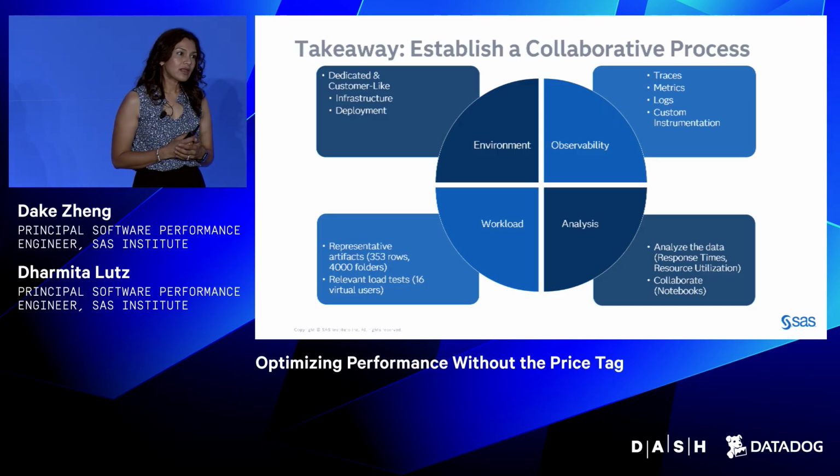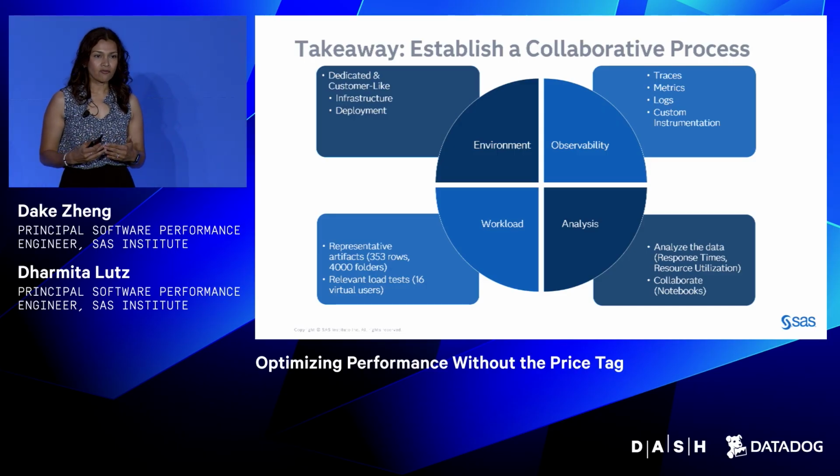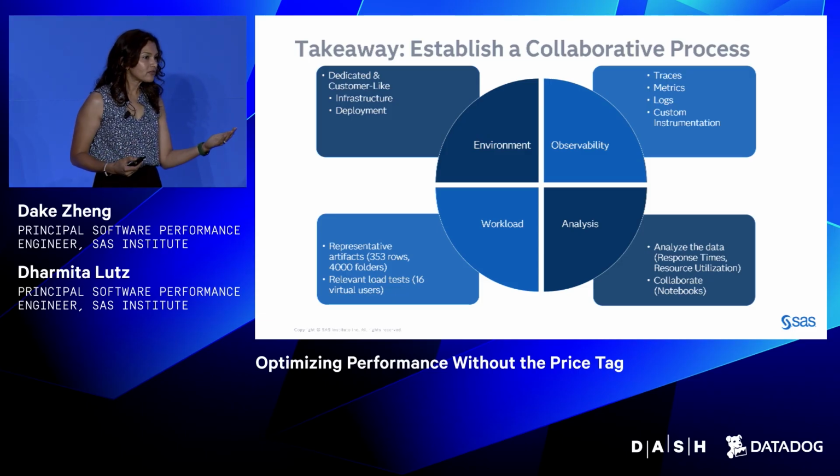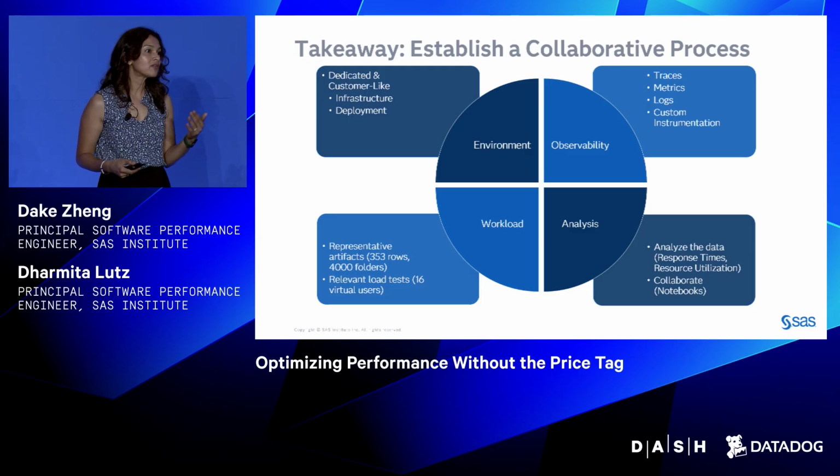The workload. We had to have representative artifacts in our environment. Without those 353 rows in the database, the N+1 problem for Moz might have been really difficult to surface. It's really hard for a developer to see that without observability and without data.